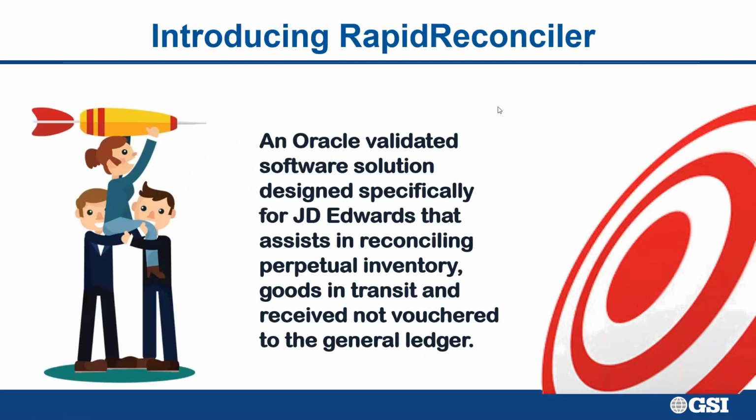Okay, now what I'd like to do for the next few minutes is introduce our RapidReconciler product to you. The reason that I'm doing this is RapidReconciler has some things built into it that handle a lot of the issues with the DMAAIs that we talked about today. So briefly, it's an Oracle validated solution. It's a reconciliation tool for perpetual inventory, goods in transit, received not vouchered, and subledgers to the general ledger.